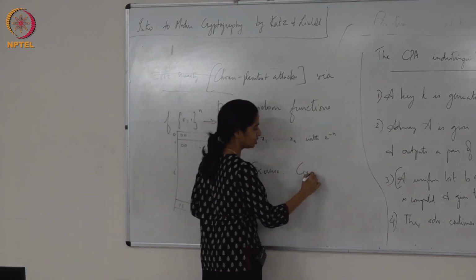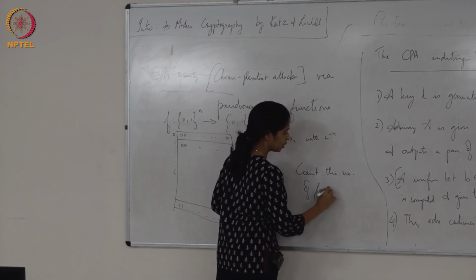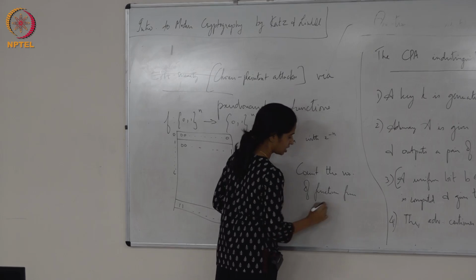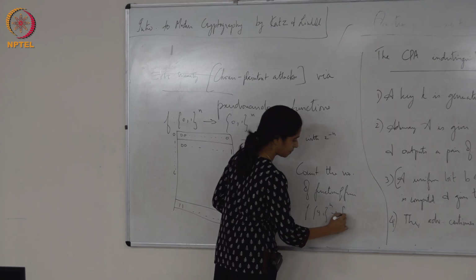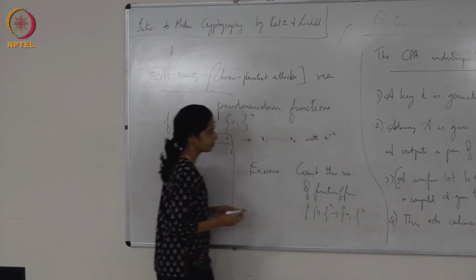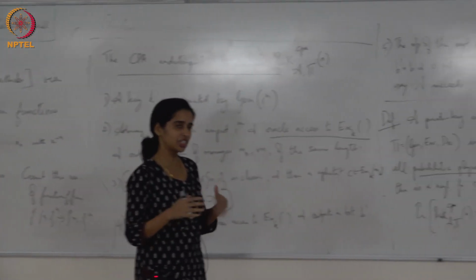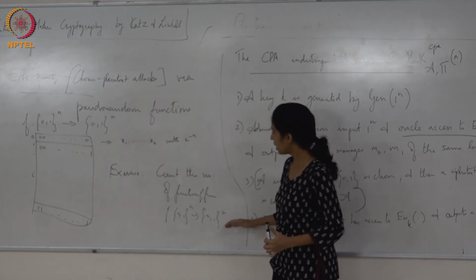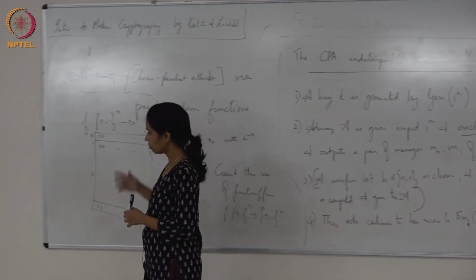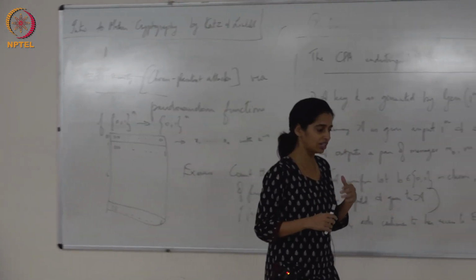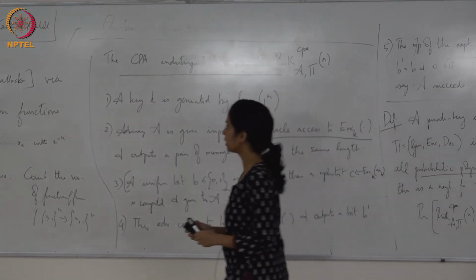I will ask you to count the number of functions f from n bits to n bits. Okay, so essentially choosing a function at random implies that you choose from this set of functions from n bits to n bits. Okay, so now this is just to give an idea as to what one means when one says a random function. But what is a pseudo random function, right?